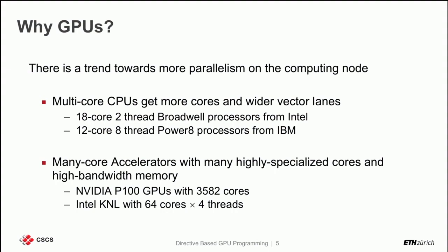So, as you have noticed, in the last 7-8 years there is a trend towards more parallelism on the computing node. You see that we have lots of multi-cores. Every year, the cores of every new generation gain more and more. Now the Broadwell processors have, I would say, 10 cores, and each core also has 2 hyperthreads, so that makes 36. The same for the Power 8 from IBM, where you see 12 cores by 8. So it's quite a lot of parallelism.